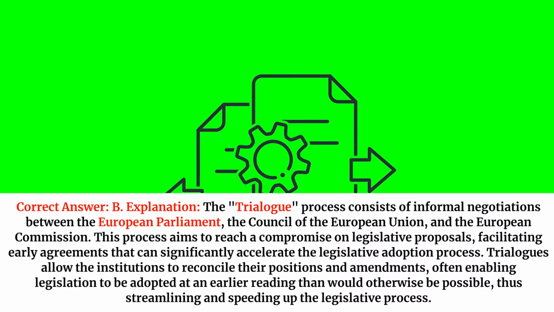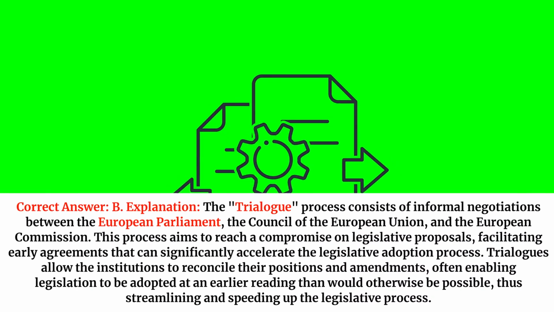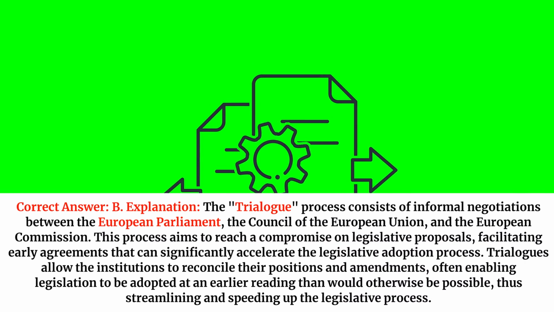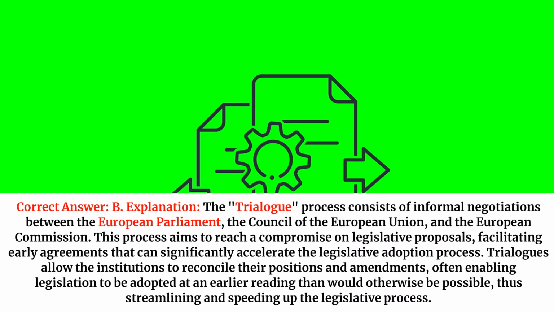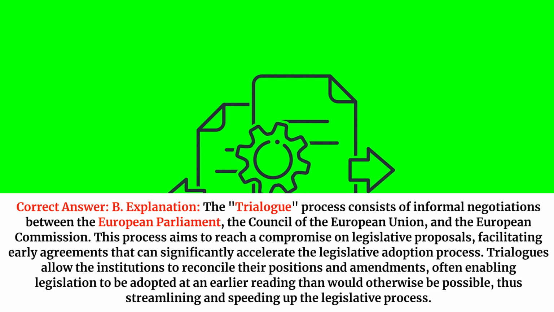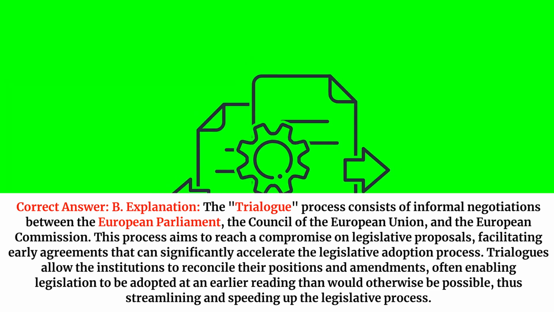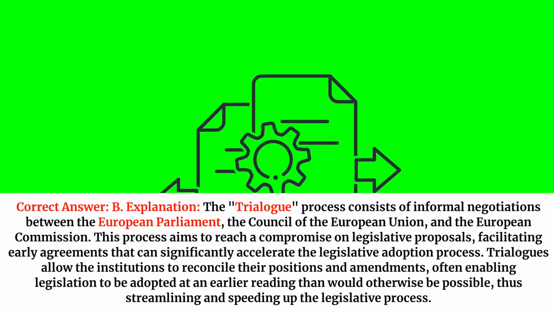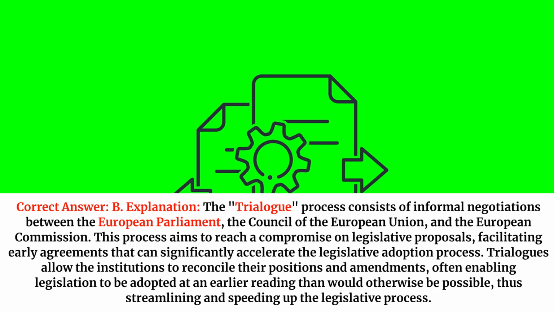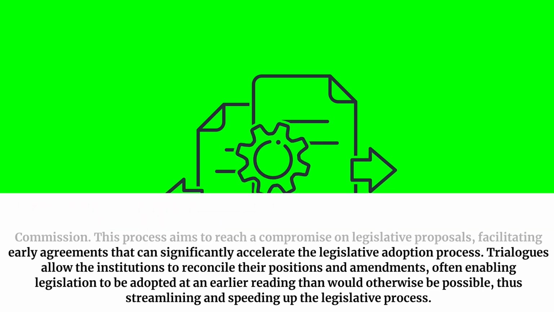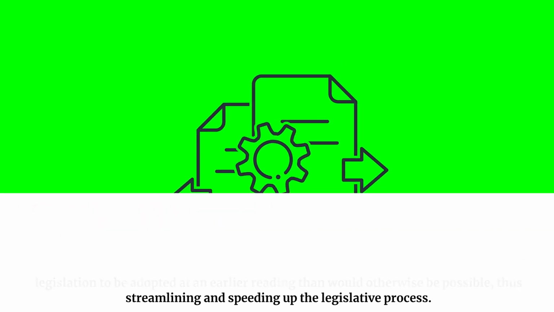Correct answer, B. Explanation. The trilogue process consists of informal negotiations between the European Parliament, the Council of the European Union, and the European Commission. This process aims to reach a compromise on legislative proposals, facilitating early agreements that can significantly accelerate the legislative adoption process. Trilogues allow the institutions to reconcile their positions and amendments, often enabling legislation to be adopted at an earlier reading than would otherwise be possible, thus streamlining and speeding up the legislative process.